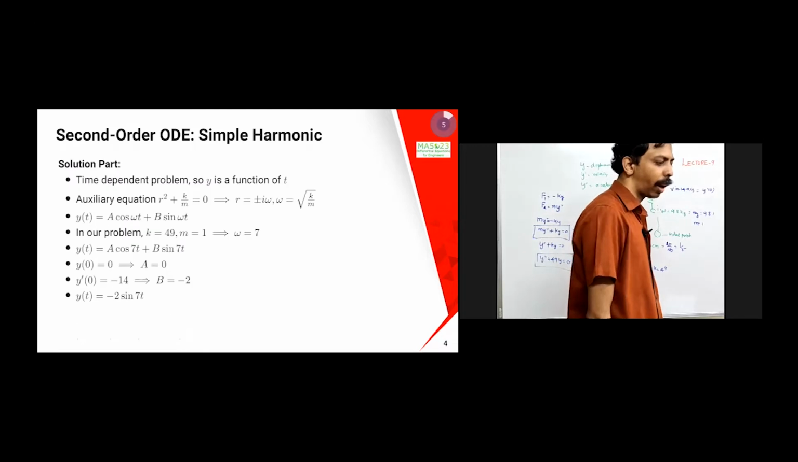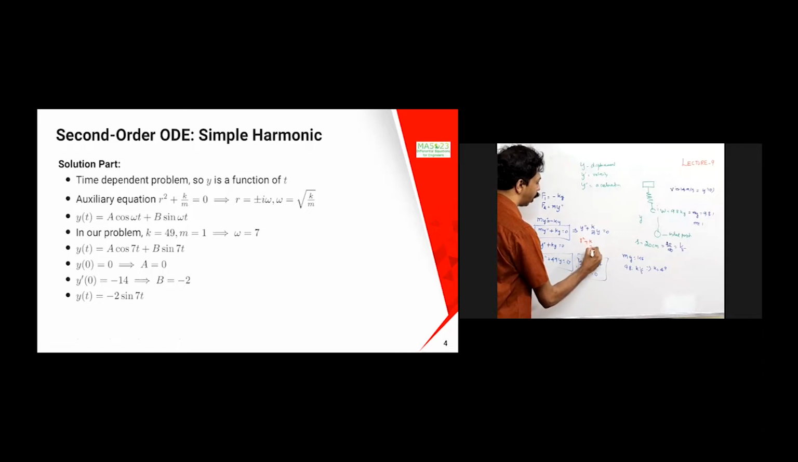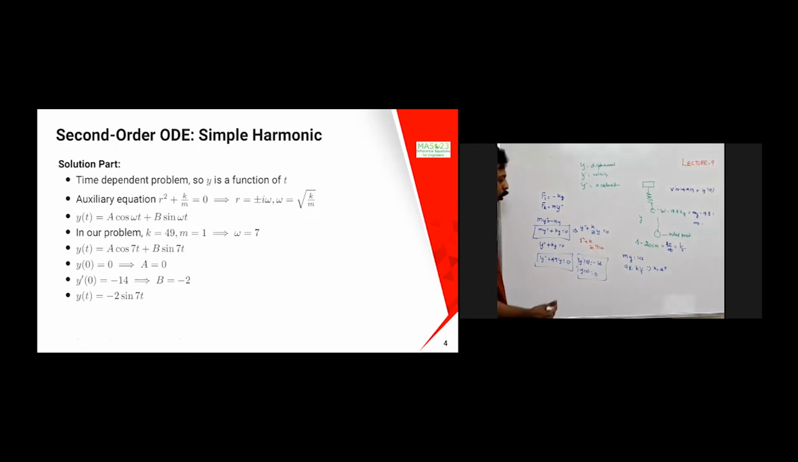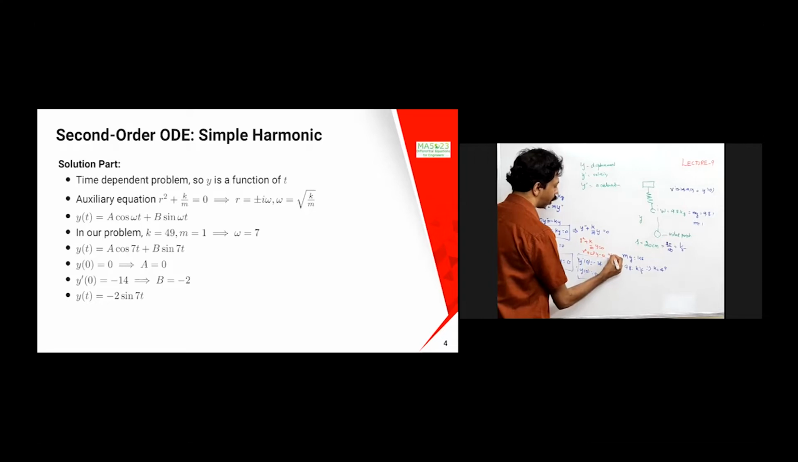In this case it is a time dependent problem, so y is a function of t. I can write the auxiliary equation: since y double dash plus k by m y equal to 0, it becomes r square plus k by m equal to 0. I call this k by m as omega square. So this becomes r square plus omega square equal to 0, where omega is nothing but the square root of k by m.